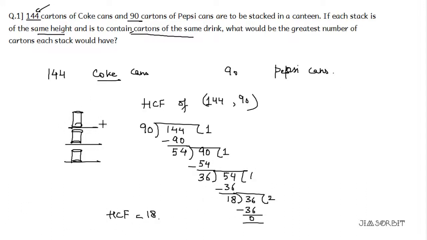Hence, if you notice, 18 also divides 144, correct? So 18 8s are 144, and 18 also divides 90. 18 5s are 90. Hence, we will be able to place each stack of Coke cans and Pepsi cans with 18, 18, 18. Every stack will be 18.